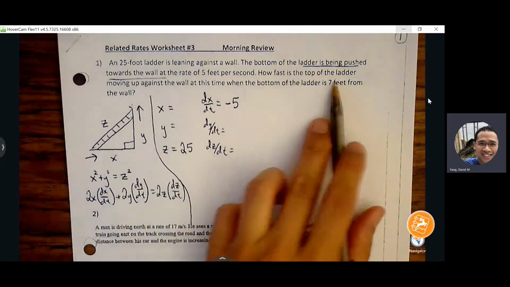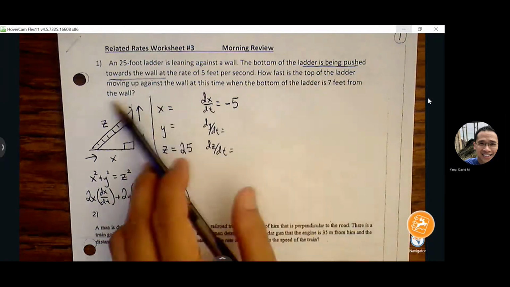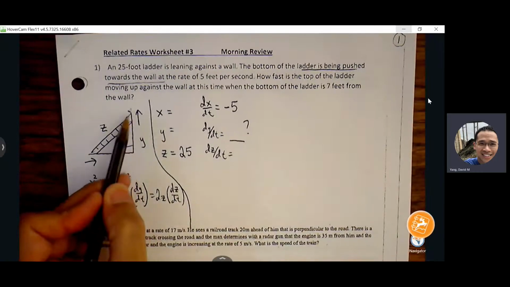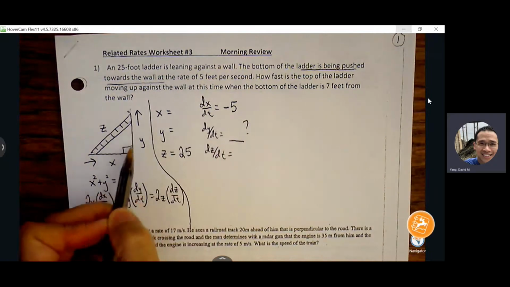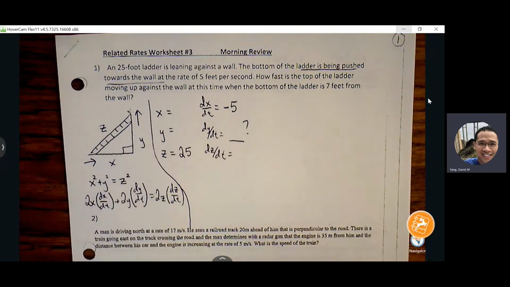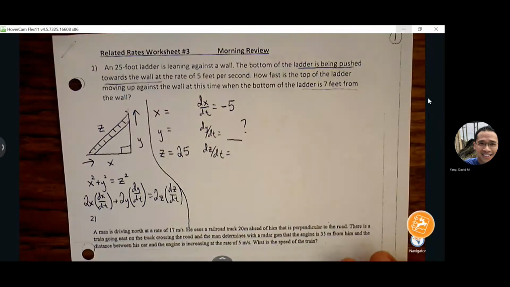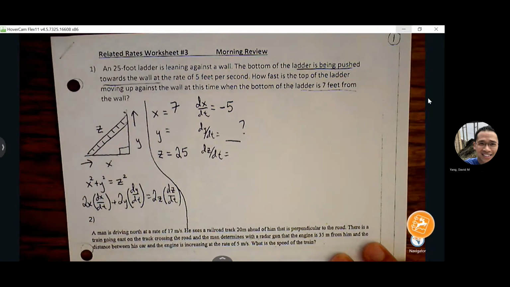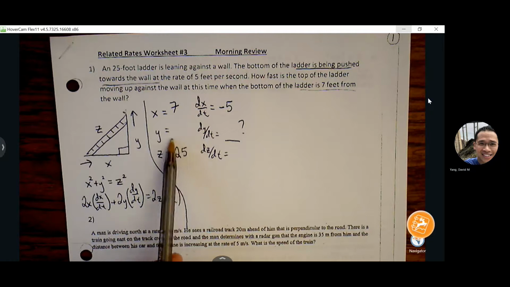Okay, let's see. How fast is the top of the ladder moving up against the wall? dy/dt. Good, that's the unknown. That's right. Ultimately, when we find our dy/dt at the end, we should confirm that it's positive because y, the vertical component of our triangle, is increasing over time. When the bottom of the ladder is 7 feet from the wall, x is 7, yeah. Okay, we can find y by using the Pythagorean theorem.